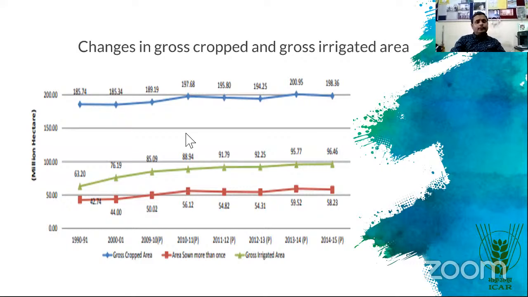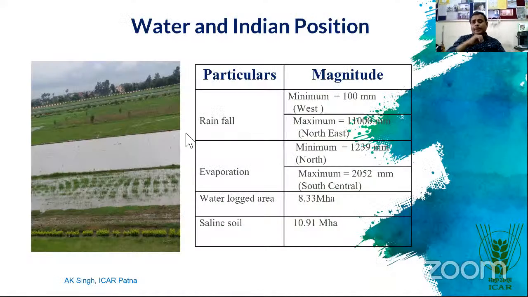the agriculture system. If you talk about water management, we must know how much rainfall, where maximum rainfall is, where minimum, what is the evaporation, and where minimum and maximum evaporation is taking place. And one thing is very important: where is the waterlogged area? Around 8.33 million hectare is waterlogged area, which is around 6% of the total cropped area of India.